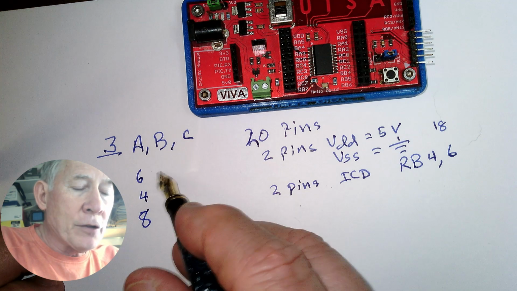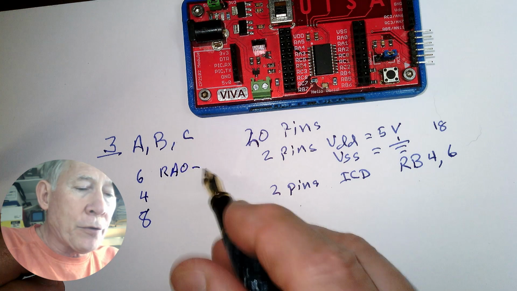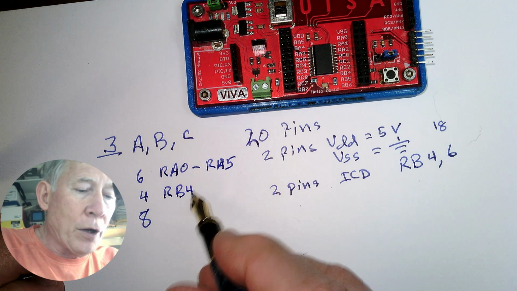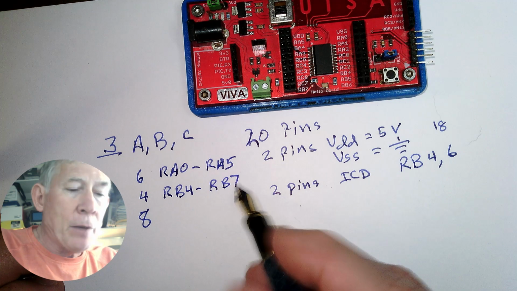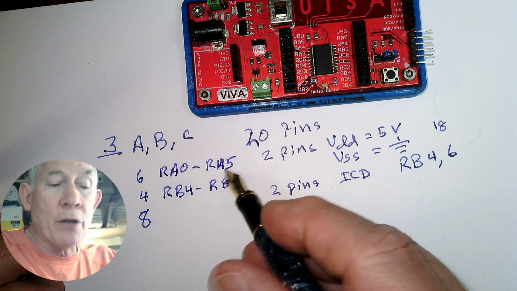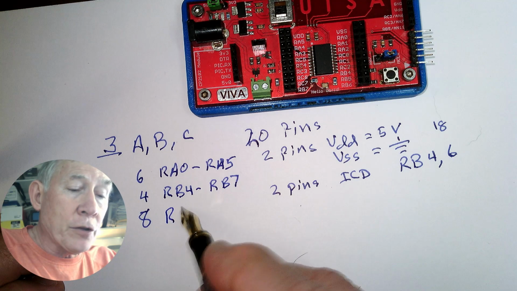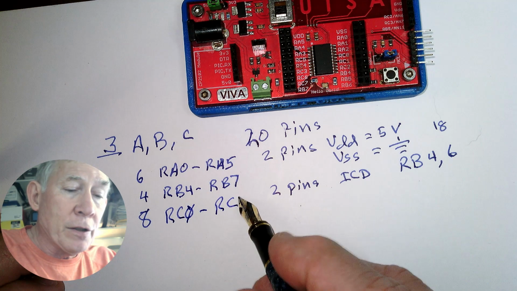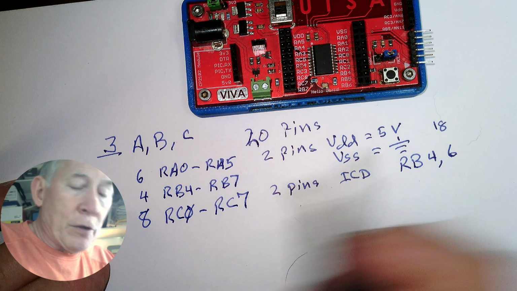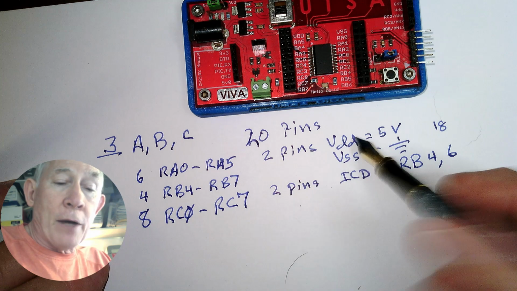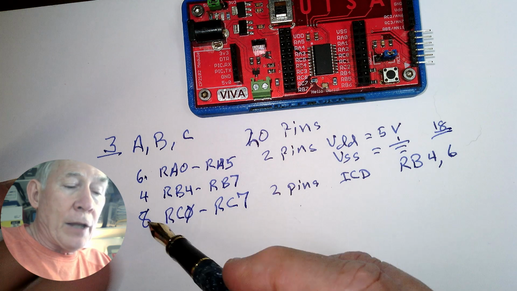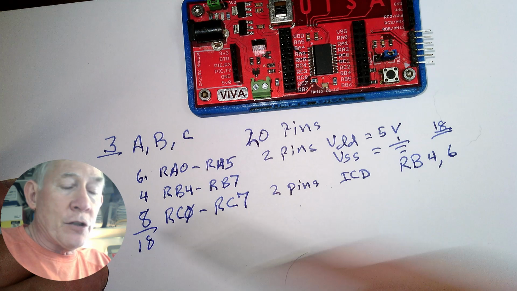So port A has RA0 through RA5, and port B has RB4 through RB7. RB0, 1, 2, and 3 are not implemented, and RA6 and 7 are not implemented. And then port C has RC0 through RC7. All 8 bits are implemented in port C. All right, so if we have 2 pins taken up for power and ground, that leaves us 18 pins in our ports. 6, 4, and 8, that's 18. So we have 18 GPIO pins.